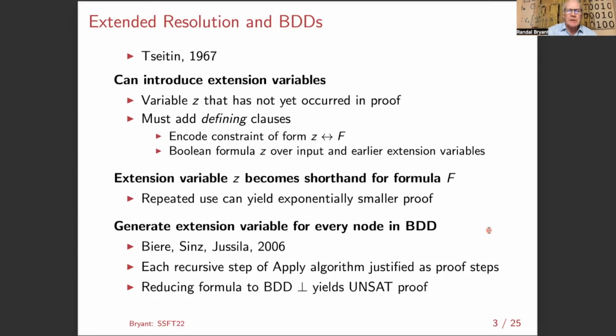This idea was originated by Armin Biere and two of his postdocs in 2006. Armin Biere, by the way, is the author of Quantification and has been very successful in many aspects of Boolean reasoning. The idea then is, with those extension variables, we can now generate very short proofs for every step of the apply algorithm, justifying the underlying logic of that operation. And in the end, if we end up with the BDD with the leaf value of 0, we'll also have an unsatisfiability proof in extended resolution.